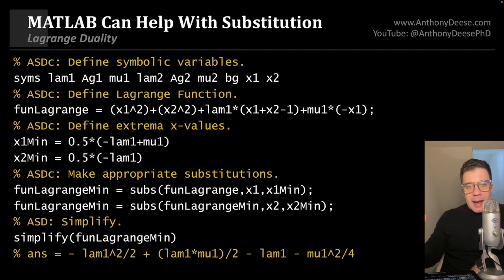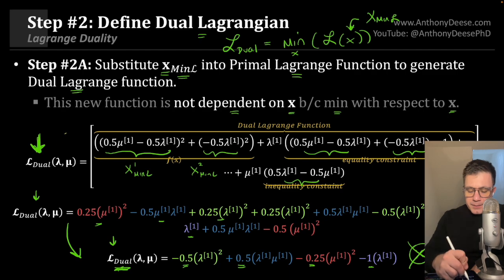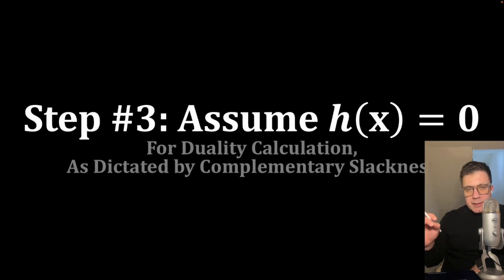All right, and MATLAB can help with these substitutions. This MATLAB code right here, this script, which I'm not going to go through in detail, you can use in order to help you with some of these substitutions and some of the simplification that we performed here. All right, so next step. Okay, we need to maximize the dual Lagrange function with respect to mu and lambda, but we also have a problem with inequality.